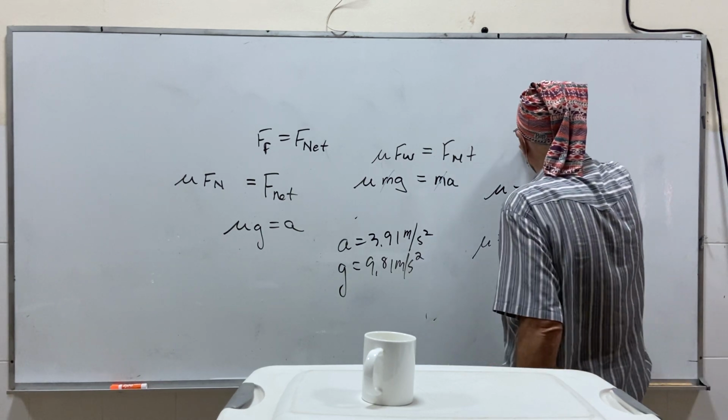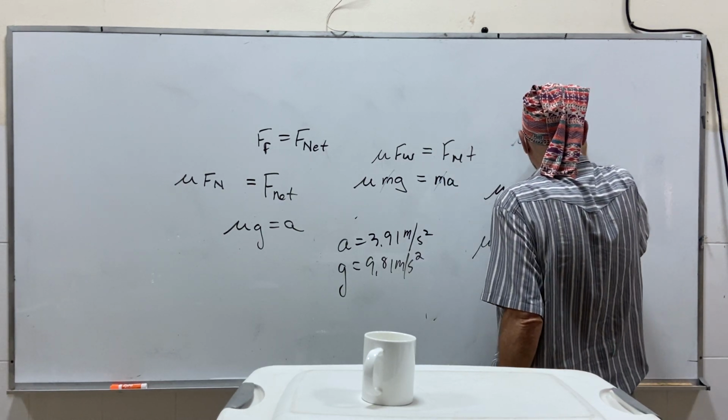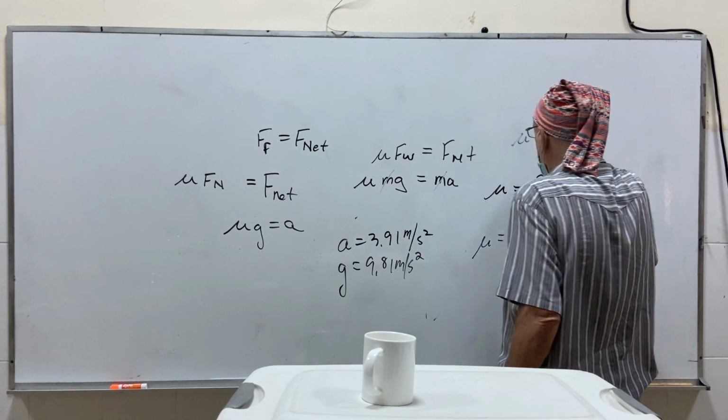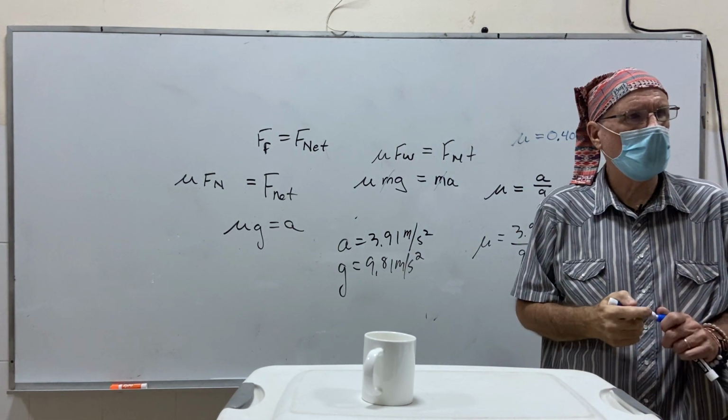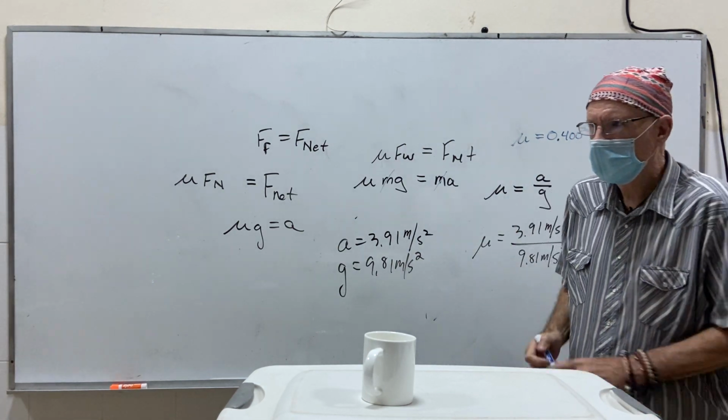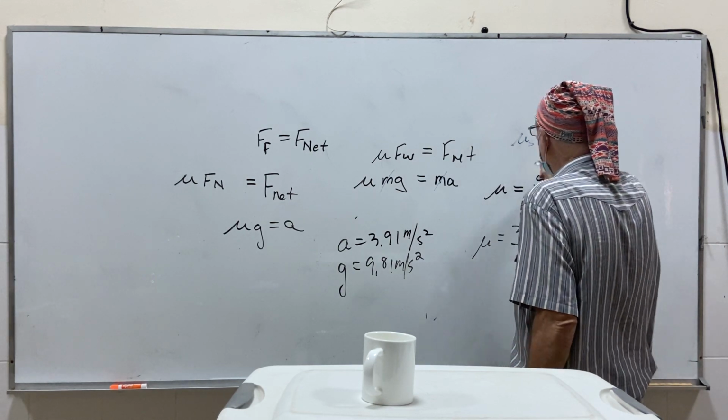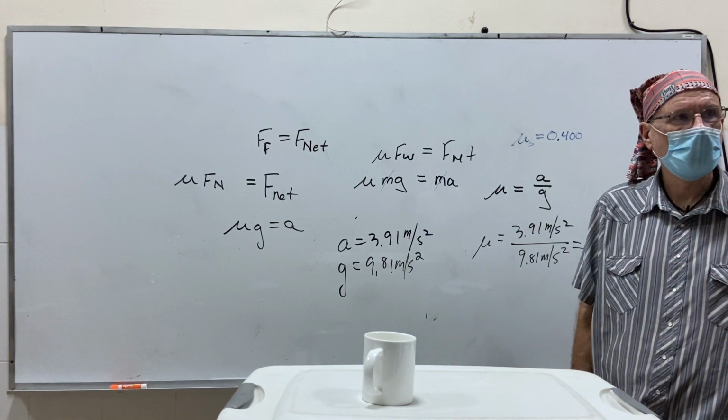All right, so mu equals 0.400. And what are the unit labels for the coefficient of friction? This is static friction? None. That's it. Understood?